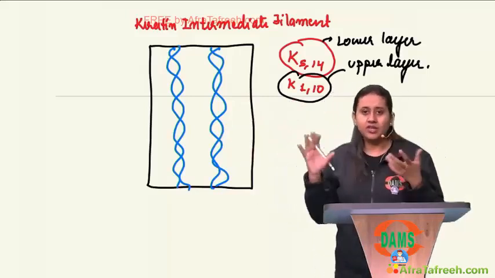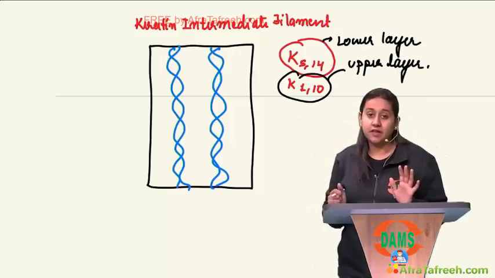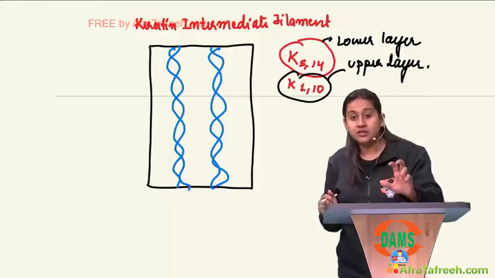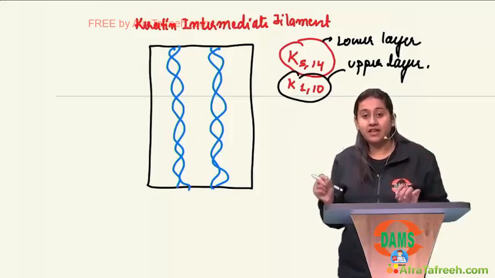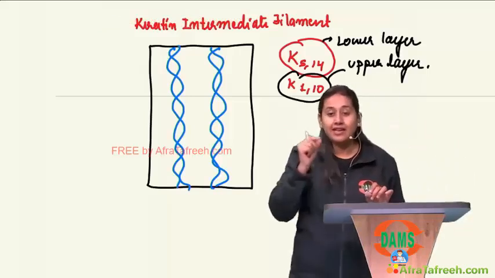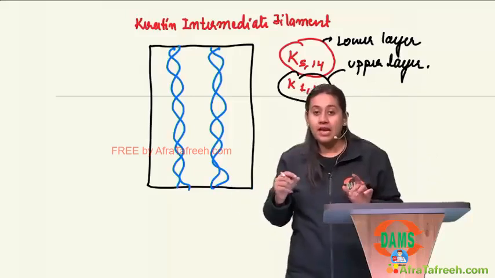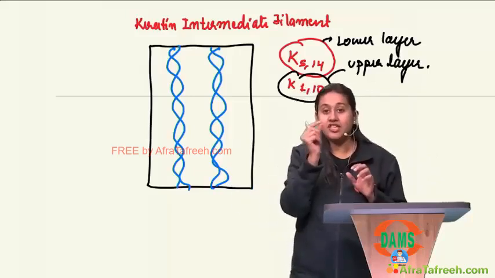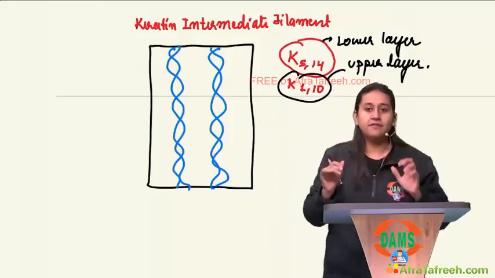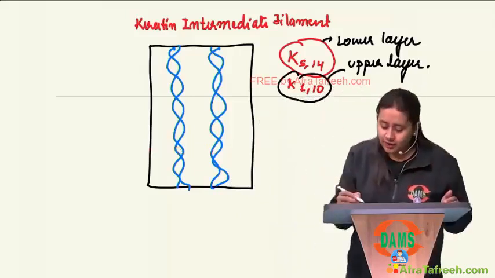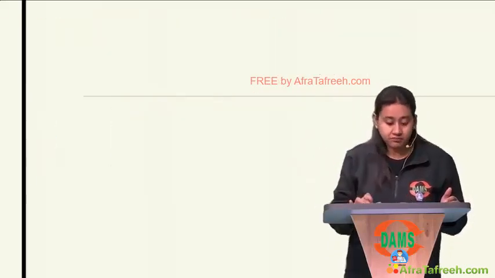Now we understood what is keratin intermediate filament. But my question is, what is the role of filaggrin? We have discussed that filaggrin is a protein which is filament aggregating protein, and that the filament which it aggregates is keratin intermediate filament. So what exactly does filaggrin protein do? I want everyone to please look at the board right now.